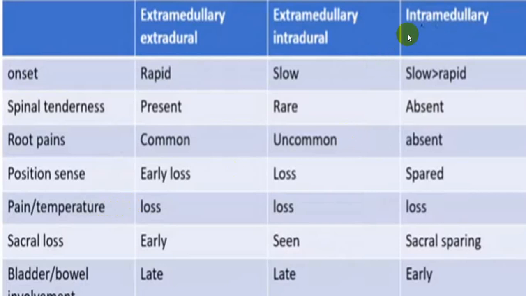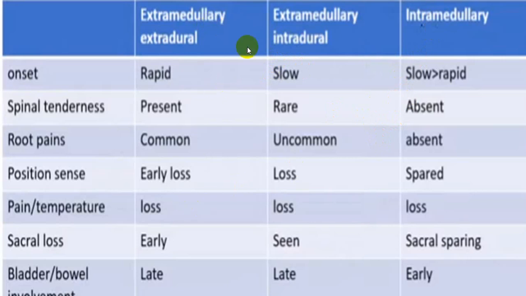While in an intramedullary lesion, bilateral lesions are more common, and more common in the upper limb; we call them jacket type lesions. It will be bilateral pain and temperature loss. It is more common with intramedullary lesions. A classical example of that is syringomyelia. So as far as the sacral region is concerned, it is involved quite early in the extradural as well as intradural variety, while there will always be sacral sparing in an intramedullary lesion.